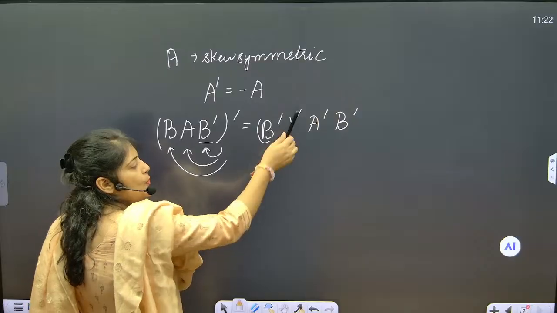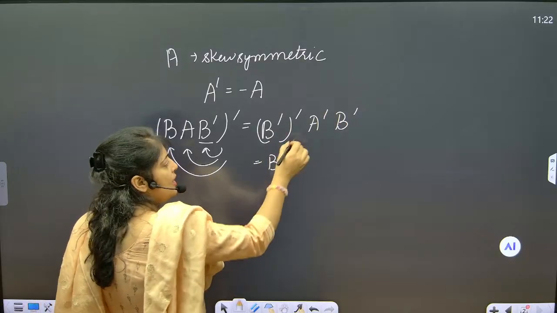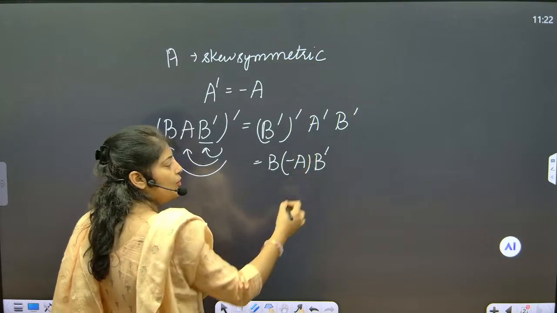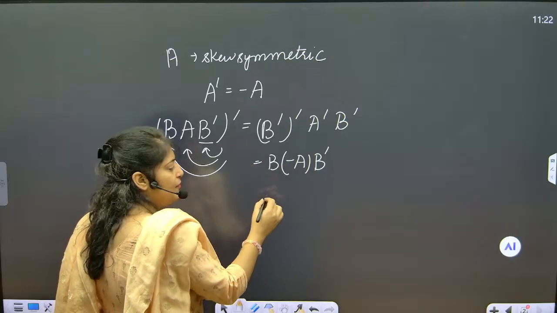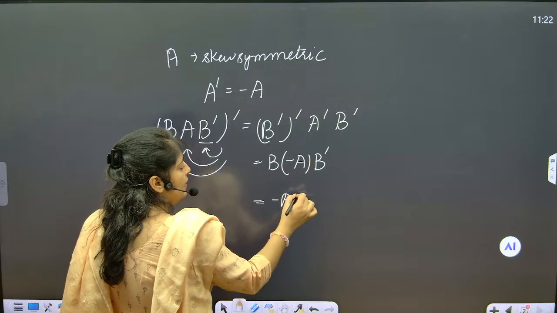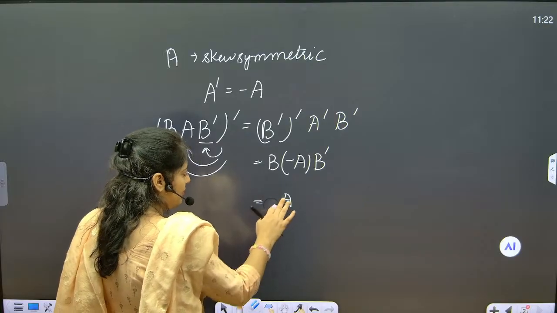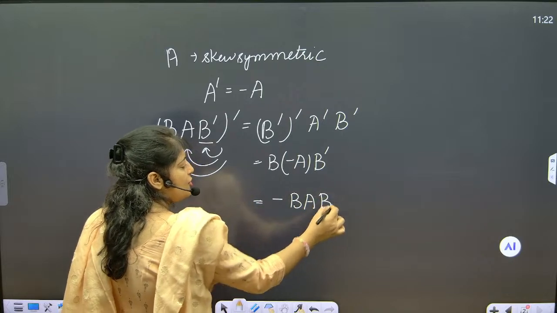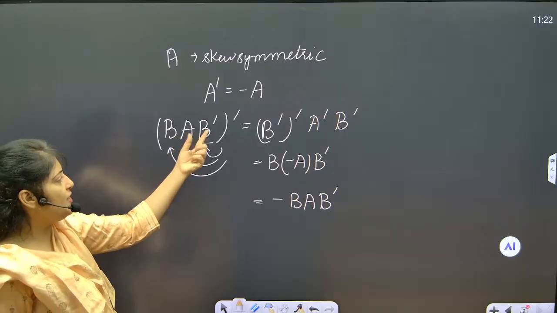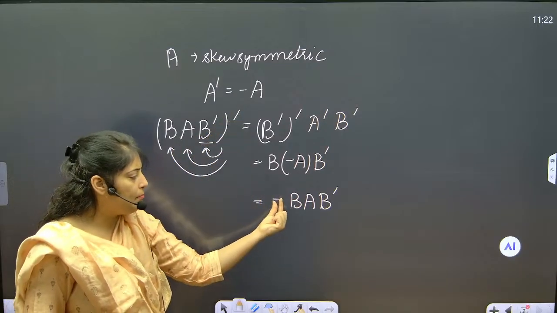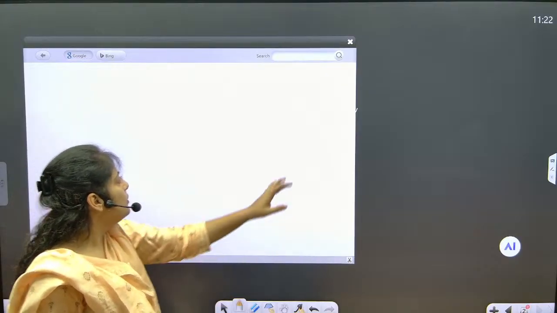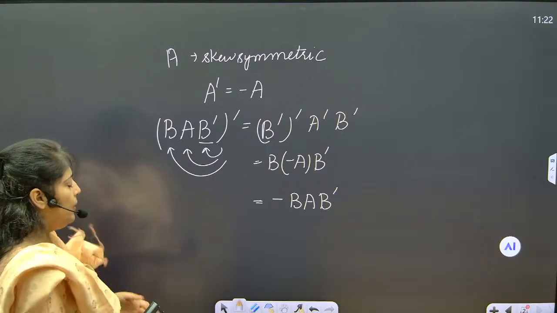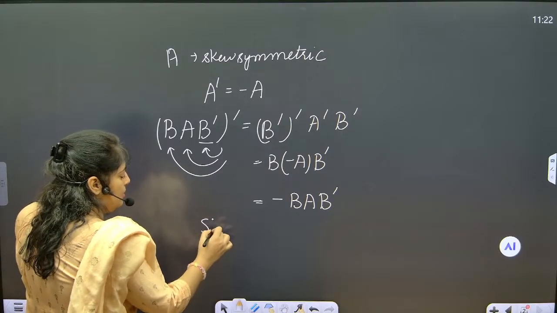Transpose is nothing but the original matrix. A dash is nothing but minus of A and B dash is B dash only. We know this minus will come in front. Minus of B A B dash. Now see, the original matrix transpose is coming out to be minus of the original matrix. So it will come out to be skew symmetric.